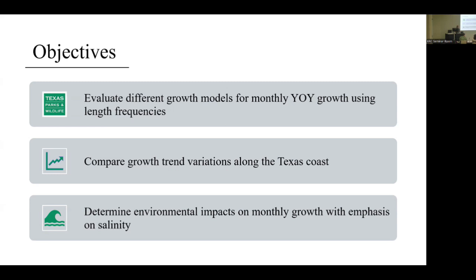Our second objective was to compare growth trend variations using these models along the entirety of the Texas coast, looking at differences in major bays. And our last objective was to determine environmental impacts on monthly growth with an emphasis on salinity, since that seems to be the dominant factor influencing Atlantic croaker growth in previous literature.